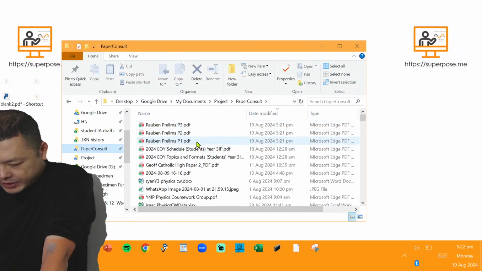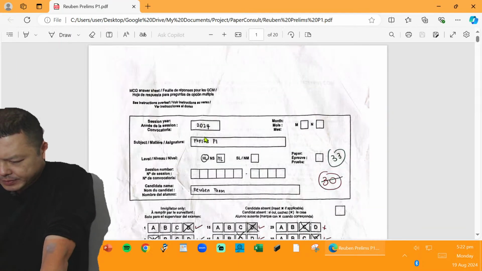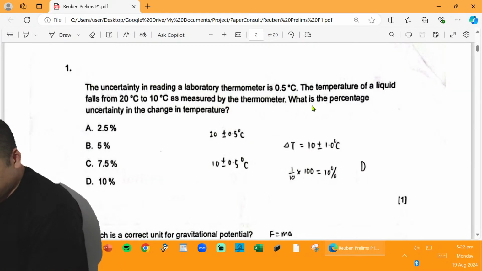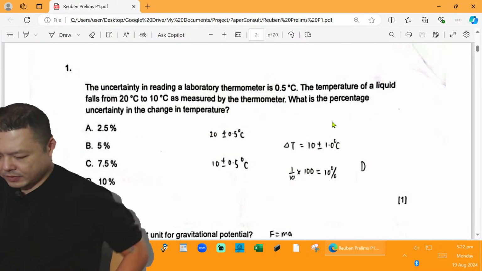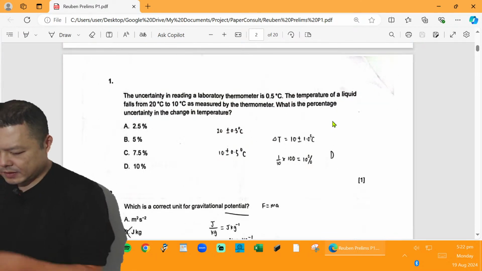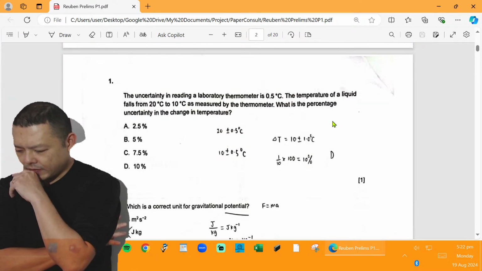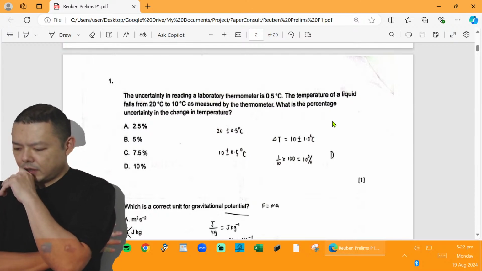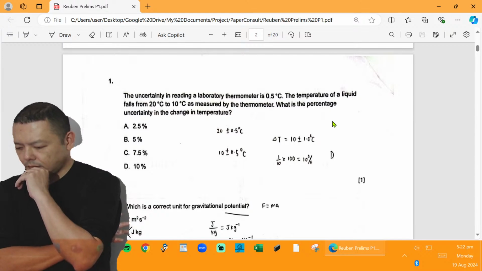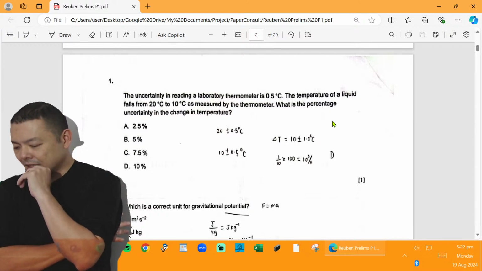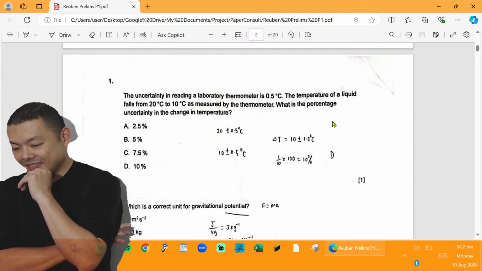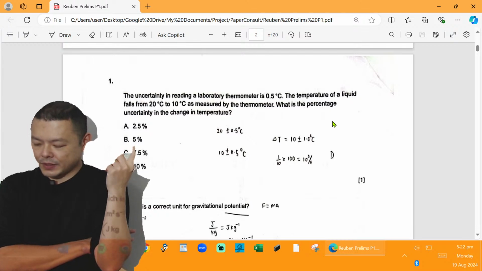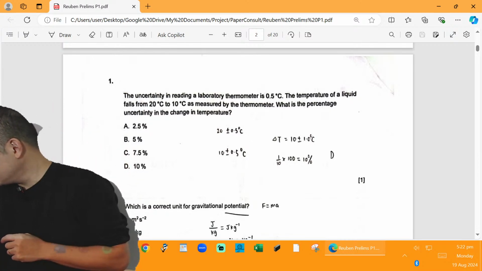So, couple of questions. Oh, you got a Paper 3 this time around as well, right? Okay. Yikes. Okay, there we go. All right, which one should I go through? Yeah, let me look at one first. 0.5 temperature falls from... Oh wow, it's actually not easy. Yeah, it's not easy, man.